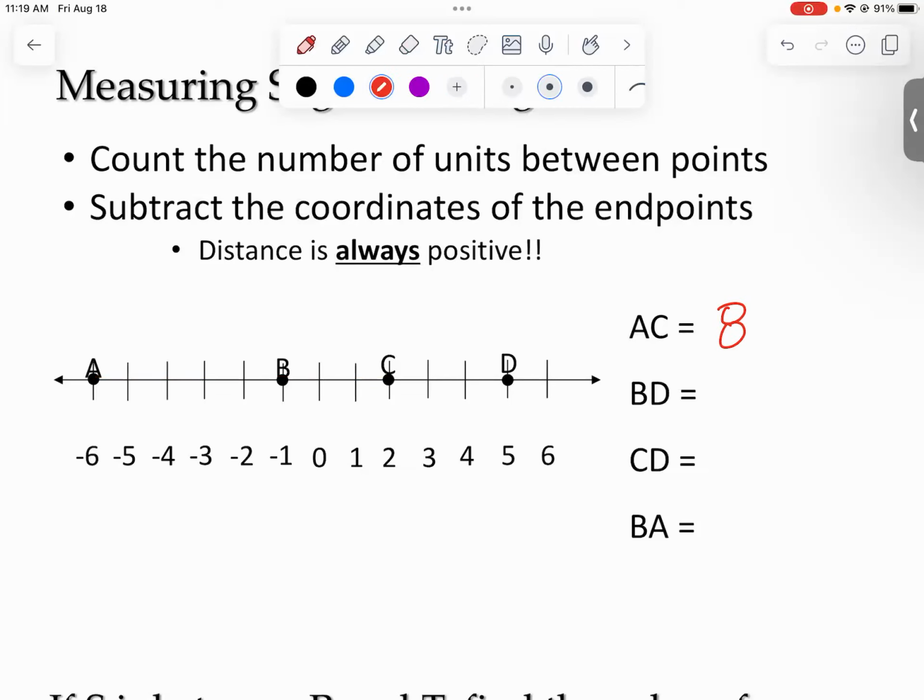All right. We have segment BD. Segment BD begins at -1, ends at 5. Sam, how long is segment BD? You agree with Sam? Yep. Awesome. Segment CD.